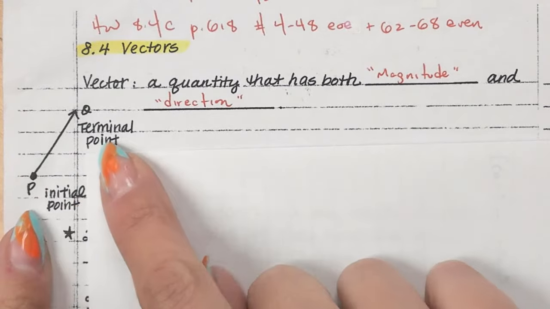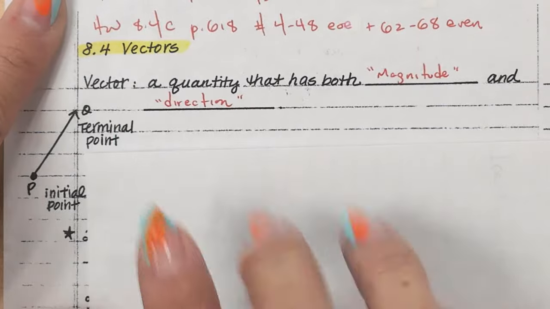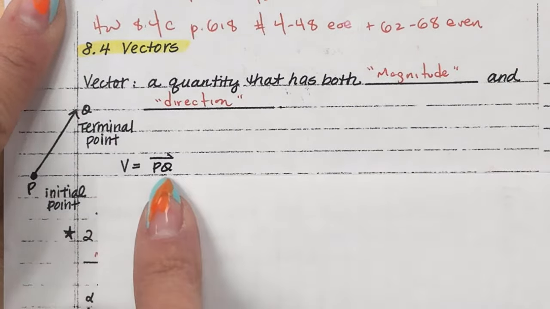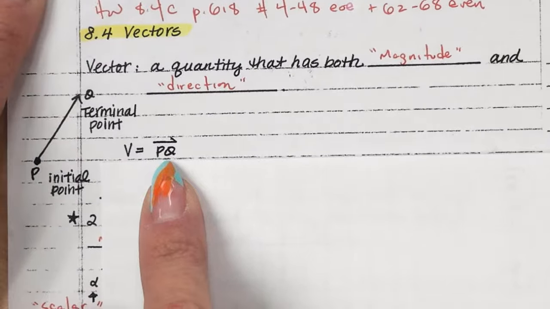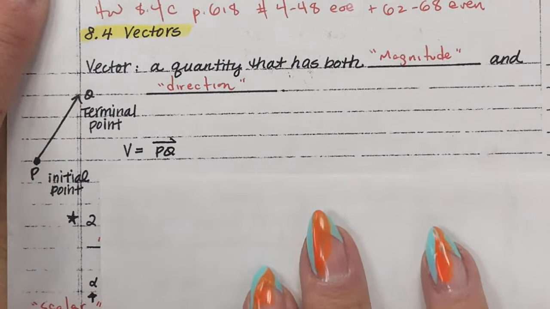There's an initial point, there's a terminal point. So this is where it starts, this is where it ends. And then at the end is, you know, the arrow, okay? This is how you write a vector. So you can write it like that. So PQ, it starts at P, it ends at Q.